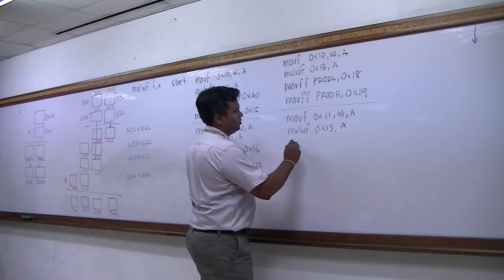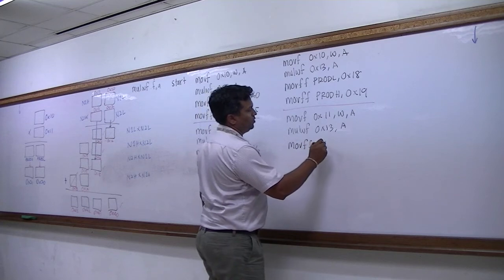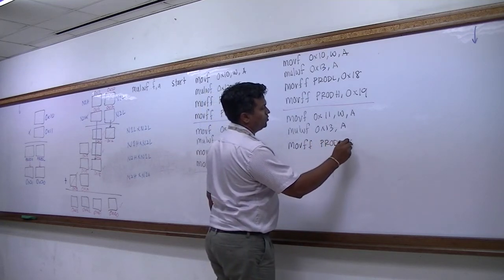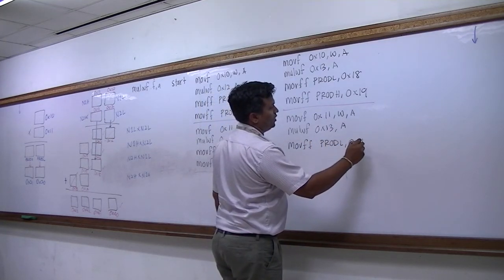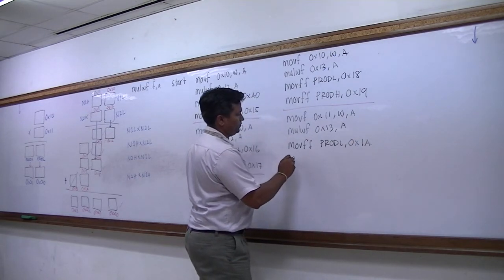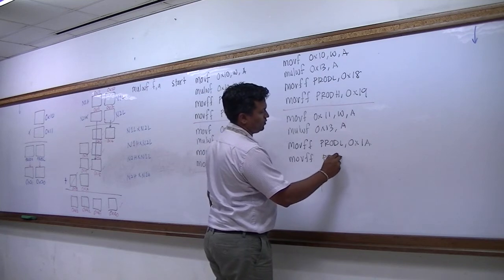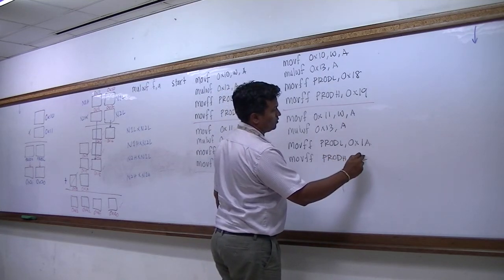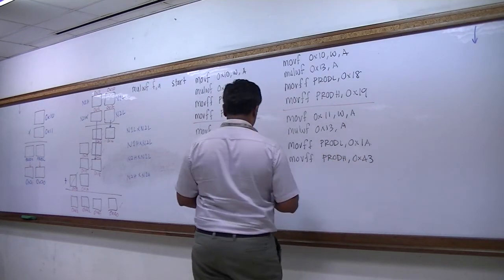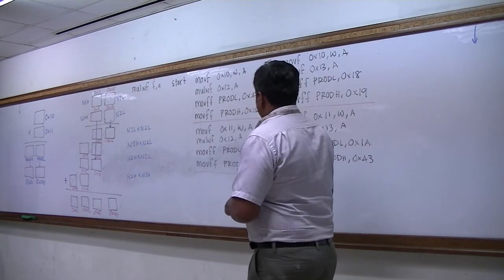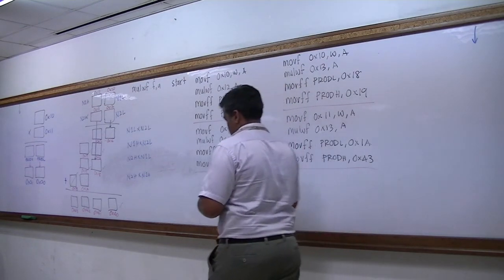So this one we can skip, we can simply put it 43. So Move FF, Product low. Product low to X1A. Move FF, Product high to X43.